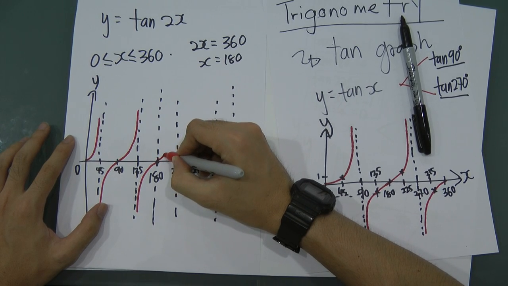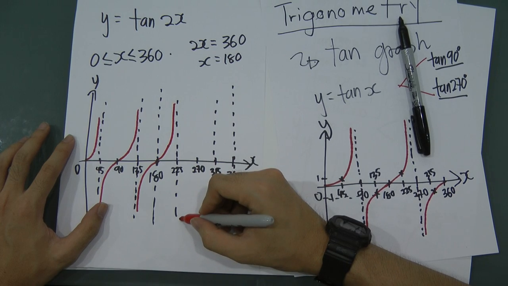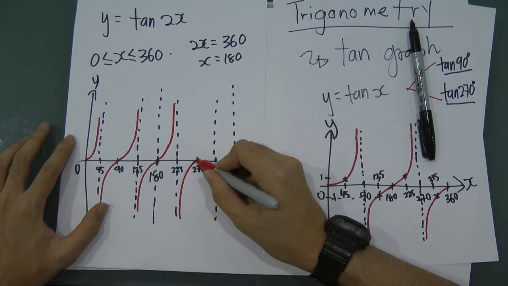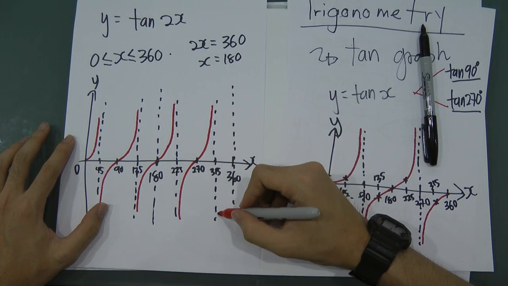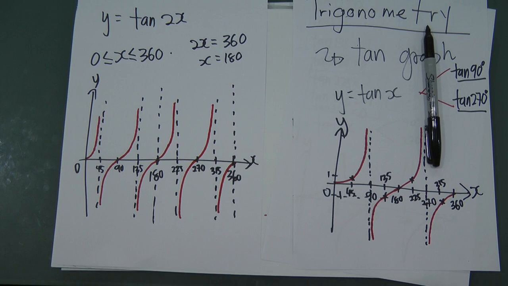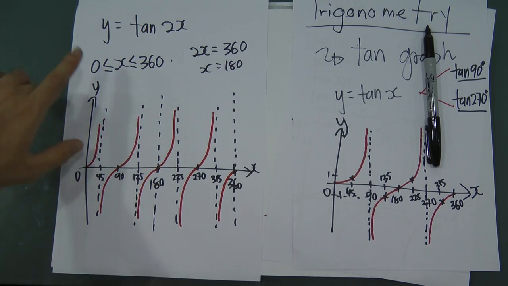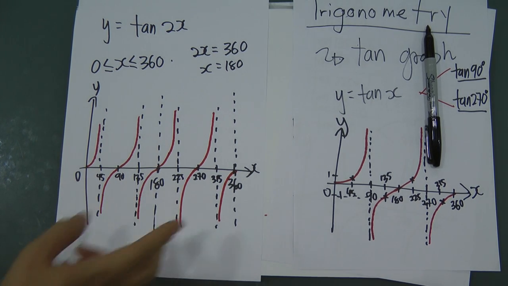From 0, you go very near to this line, but then never touch. And then go from the bottom, you continue to draw like this. And then you go down from the bottom, you will get very close to 360. So this is y equals tangent 2x. Why do I say so? And how come I can get all these angles so suddenly?